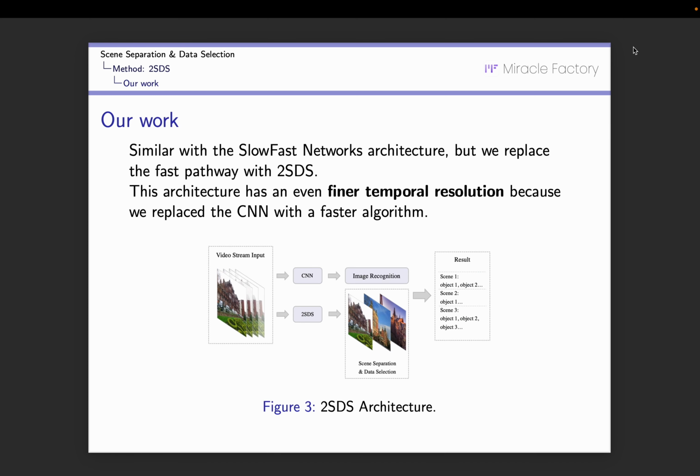Moving on to our work, which is rather similar to the SlowFast network architecture. The difference here is that we replace the fast pathway in the SlowFast network with the 2SDS algorithm. Essentially, we replaced a CNN model with the faster 2SDS algorithm. So our 2SDS architecture is going to have an even finer temporal resolution.